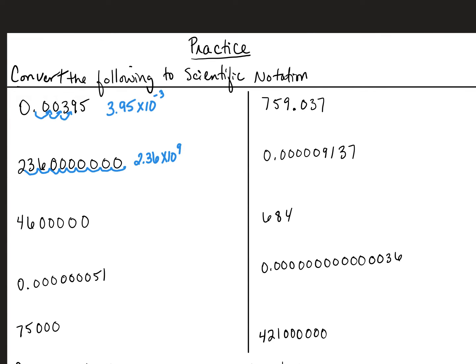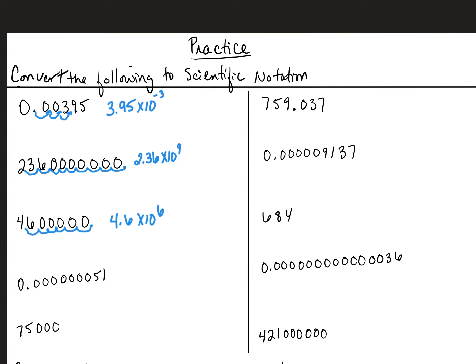The next number is greater than 1 as well, and it's quite large, so we're going to put in a decimal point right here and move it over 1, 2, 3, 4, 5, 6 times. That would mean we've got 4.6 times 10 to the 6th. I bet you're getting the hang of it by now. If you haven't already done so, go ahead and pause the video, try to do the rest of the problems, and then you can come back and check your answers.